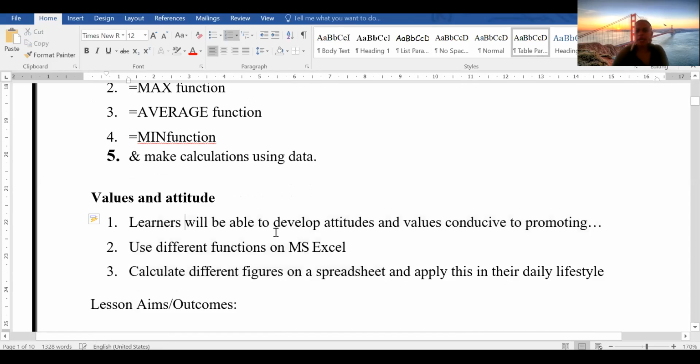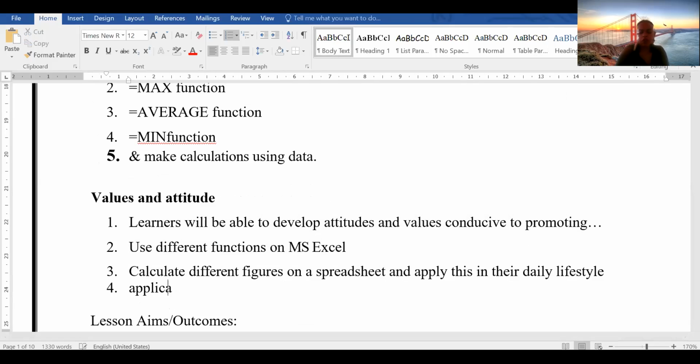So the learners will be able to develop attitudes and values conducive to promoting the use of different functions on MS Excel. They'll be able to calculate different figures on a spreadsheet using their own daily lifestyle. So they'll be able to apply theory, skills, and knowledge in their daily lives.